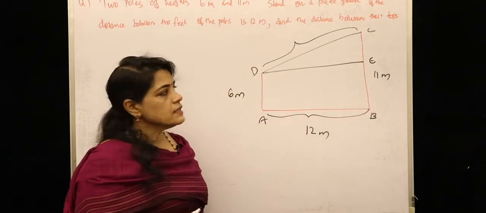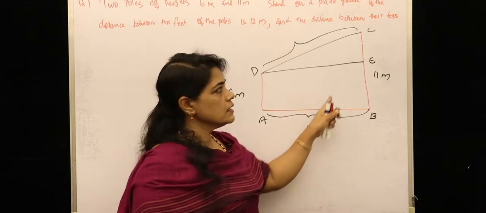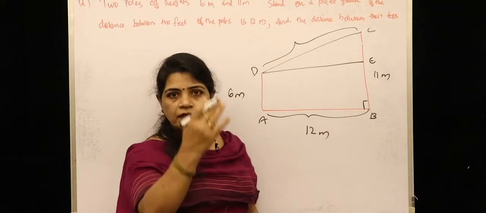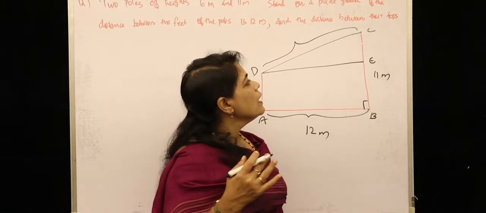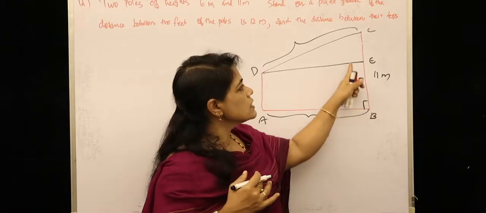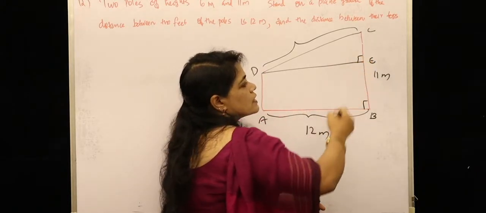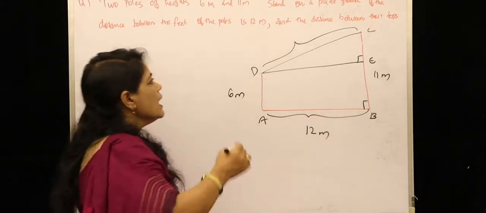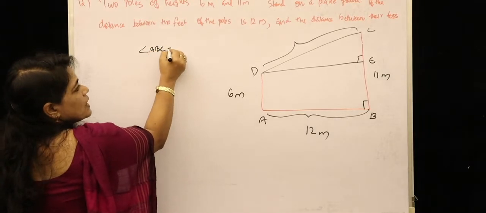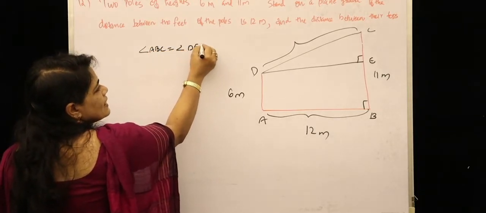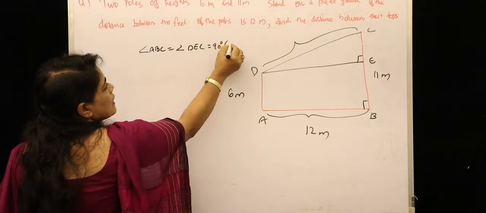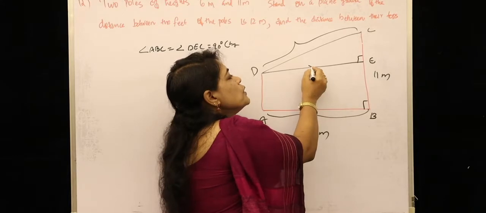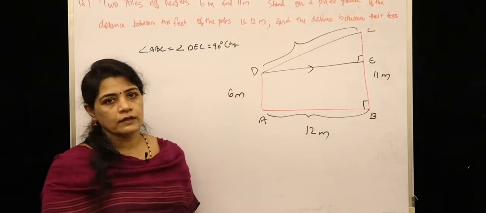See children, here this is parallel by construction and this is the transversal, and we know that the pole and the ground make 90 degrees vertically. They are standing vertical, so 90 degrees. So this angle also will be 90 degrees by corresponding angles are equal. That is, angle ABC equals angle DEC equals 90 degrees. Since DE is parallel to AB, corresponding angles are equal.